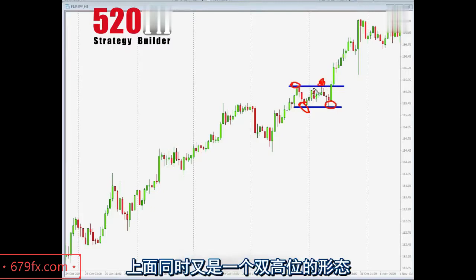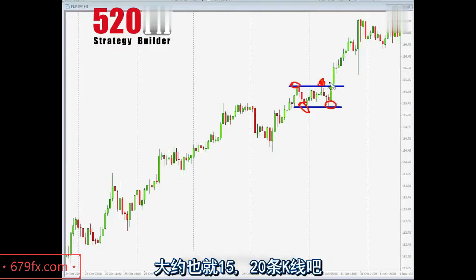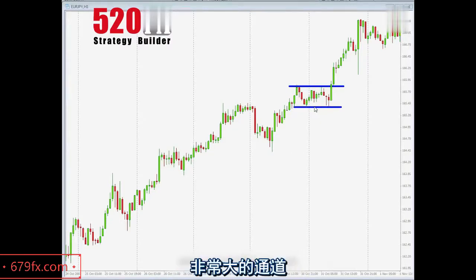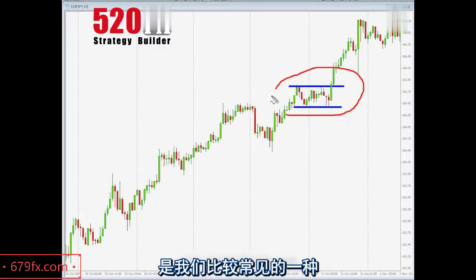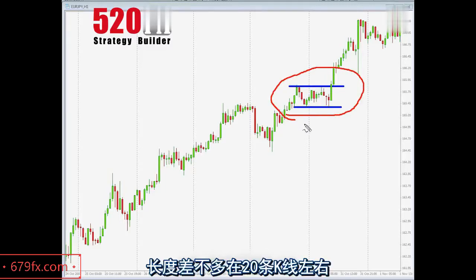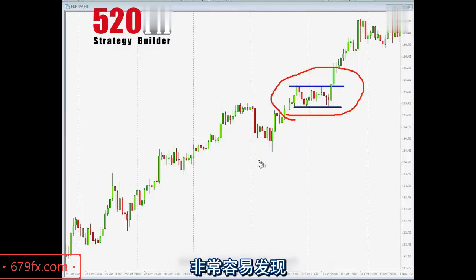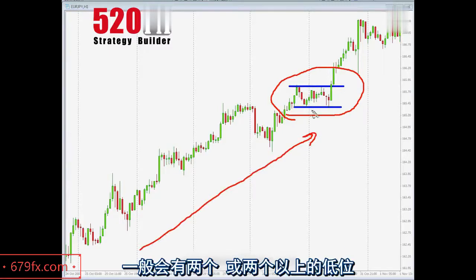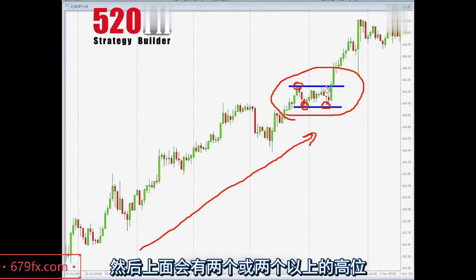It's a small range, as you can see. It's not very large. It's made up of, let's say, 15-20 bars, 20 bars at most. Later on I will show you another chart with a very large range, larger than usual, but this is the type of range you find most of the time. It's very easy to spot within the trend, because there are two or more bottoms effectively forming the range bottom, and then two or more tops effectively forming the range top.